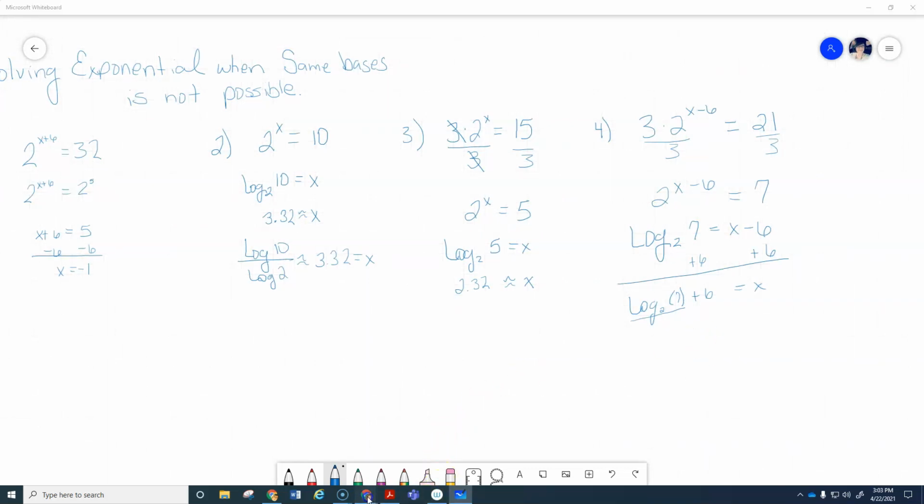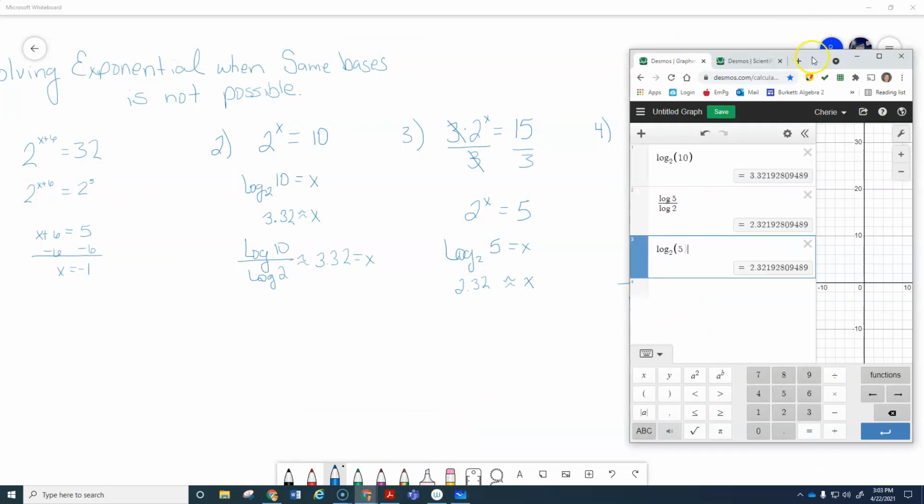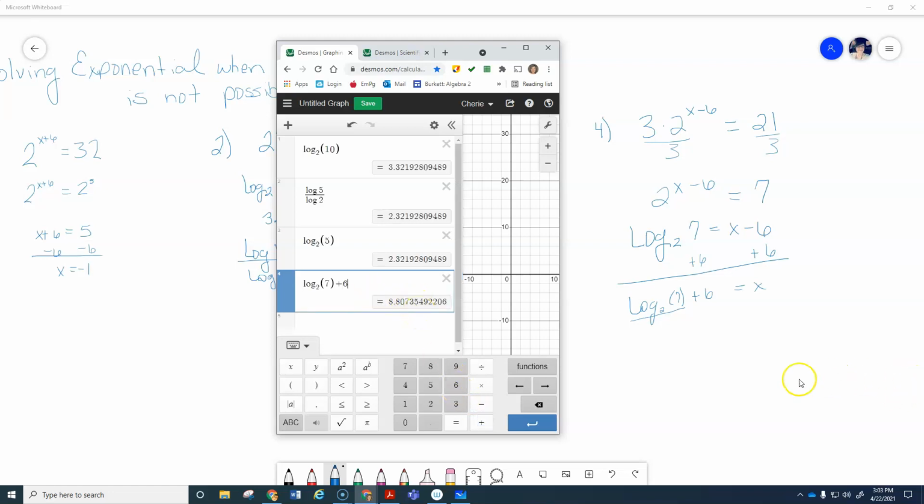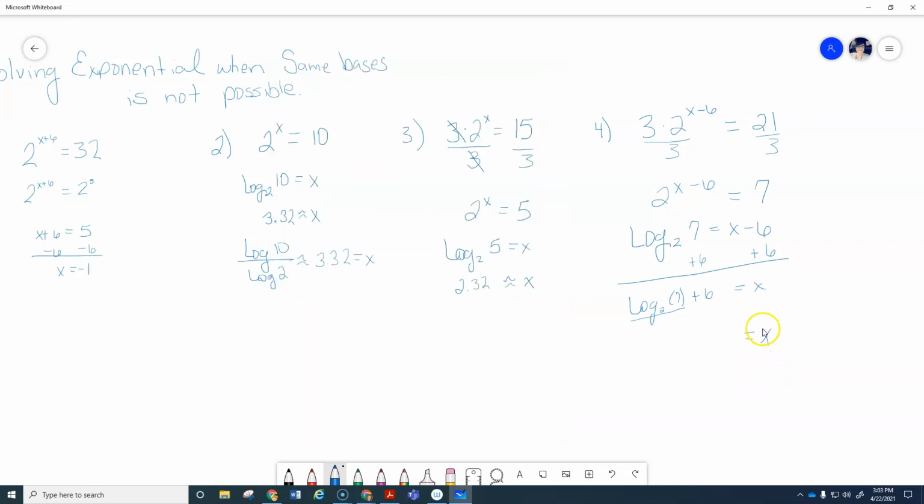So if I go to my calculator now, I'm going to type in log base 2, and I'm going to put in parentheses the 7, and see that gives me the answer of log base 2 of 7, and then I'm going to say plus 6, and then it adds 6 onto the end of that. So I end up with 8.81 if I'm rounding to two decimal places.